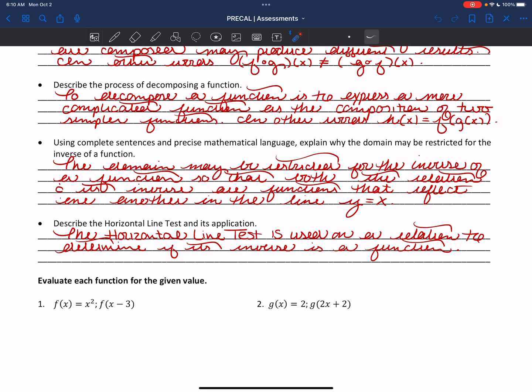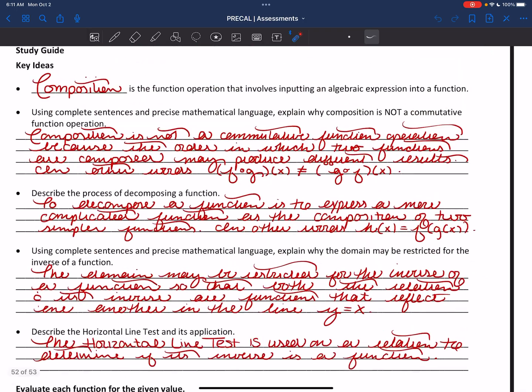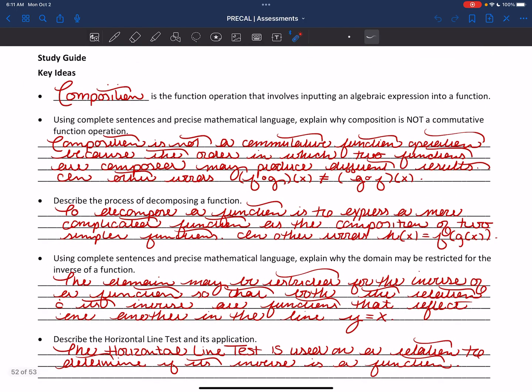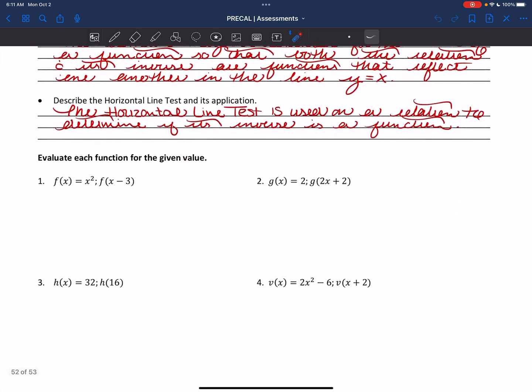And then last of all, another kind of line. What is the horizontal line test? The horizontal line test is used on a relation to determine if the inverse is a function. So these were some big key ideas that we want to be able to articulate clearly from this unit. And now let's dive into some problems where we are actually applying these key ideas.